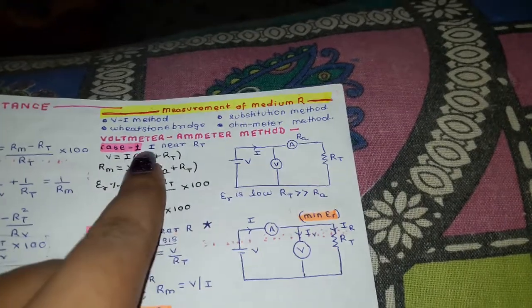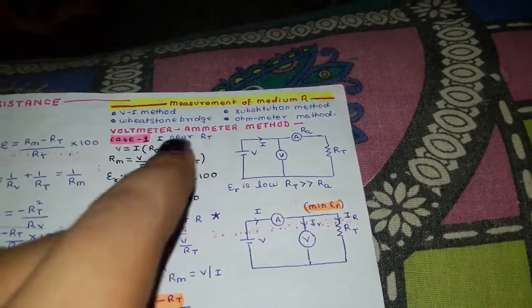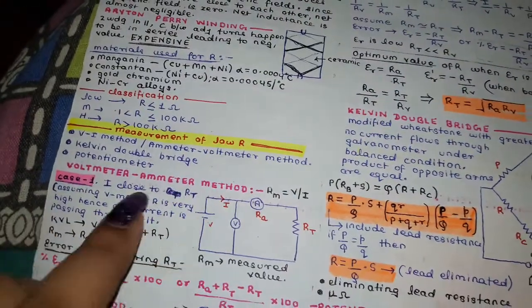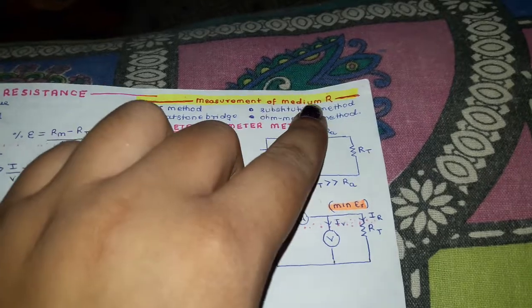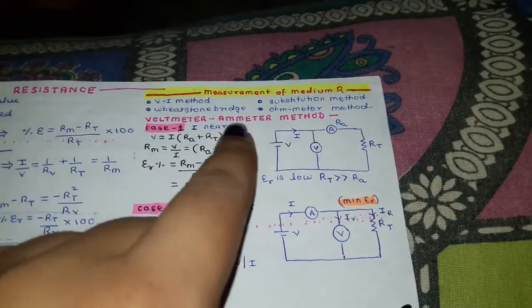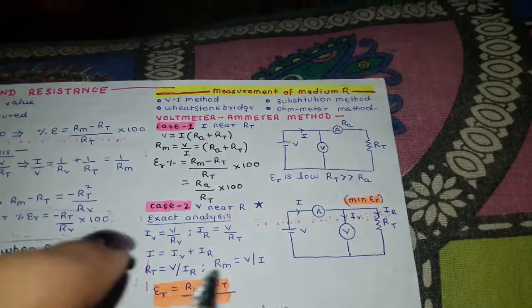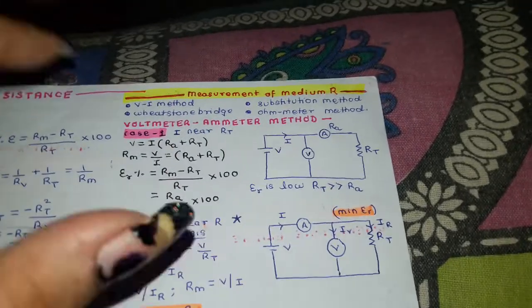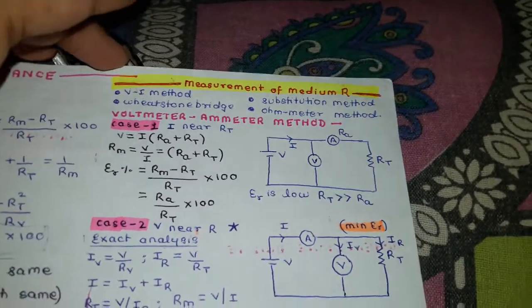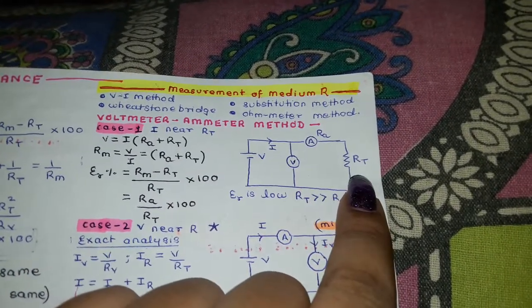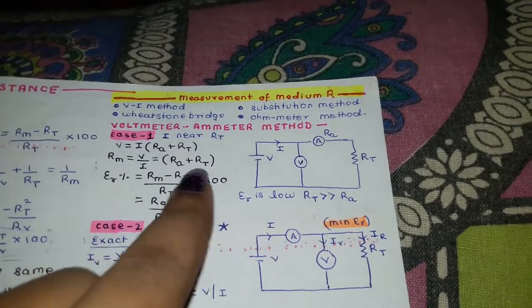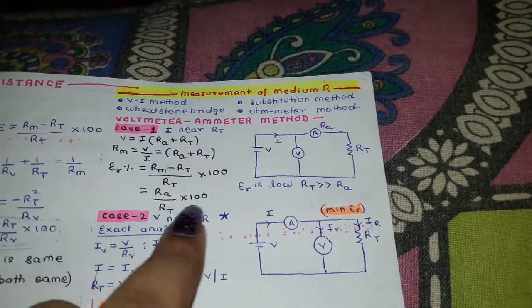It is exactly the same process, same circuit and same connection as the voltmeter ammeter method which we used to find low resistance. The same exact analysis is done for the measurement of medium resistance as well. So we can say that the voltmeter ammeter method is good for measuring both low resistance and medium resistance. Like we studied in part 1, there are 2 cases in which you have a meter close to your unknown resistance. Then we have this particular formula, and this is your percentage error.